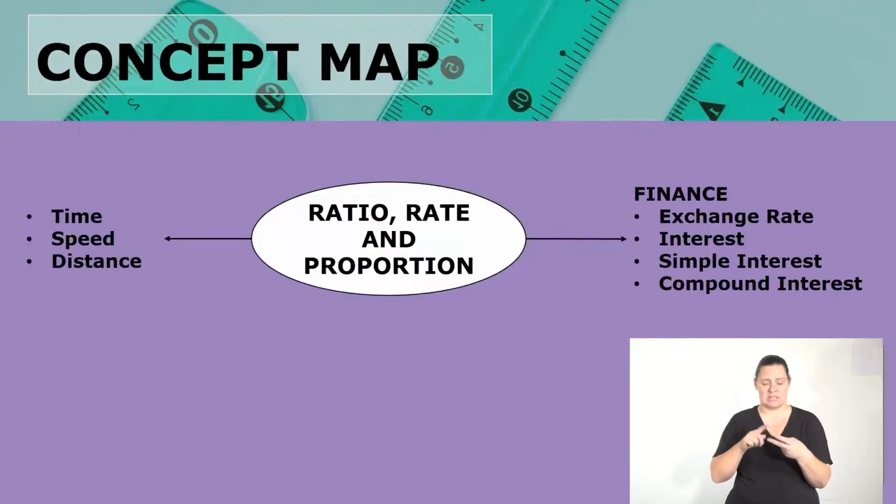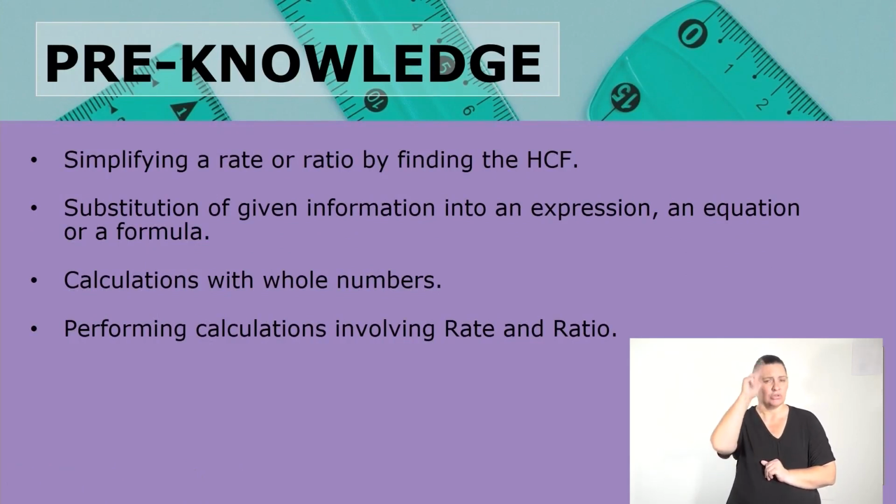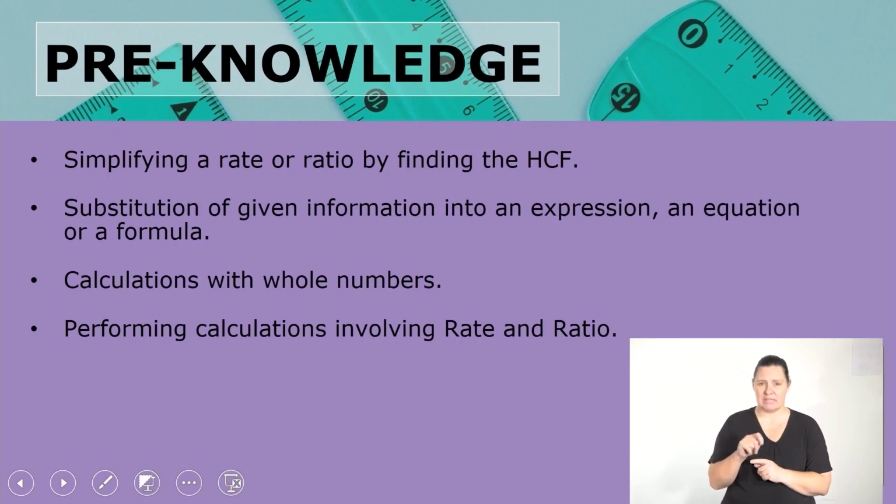So, today's lesson is going to be focused on time, speed, and distance, as well as finance, where we are going to look at exchange rate, interest, simple interest, and compound interest. Let's look at the pre-knowledge that you are supposed to have for this lesson. Simplifying a rate and or ratio by finding the HCF, that is the highest common factor. Substitution of given information into an expression, an equation, or a formula. Calculations with whole numbers, and performing calculations involving rate and ratio.